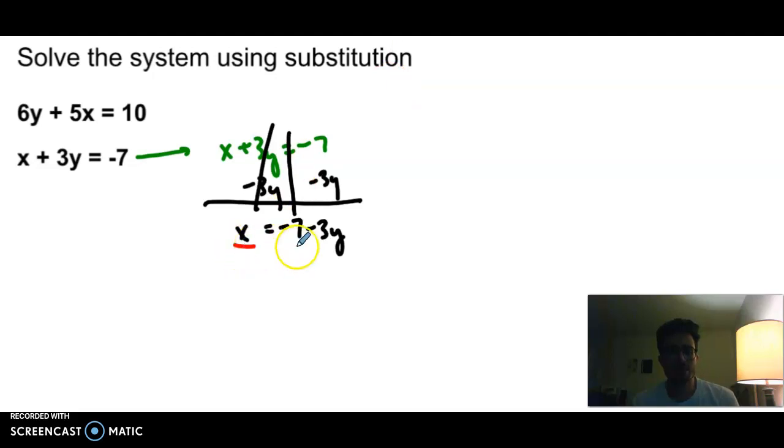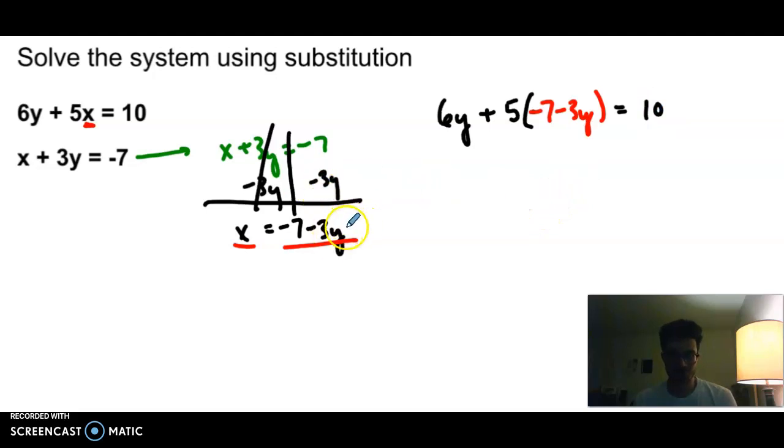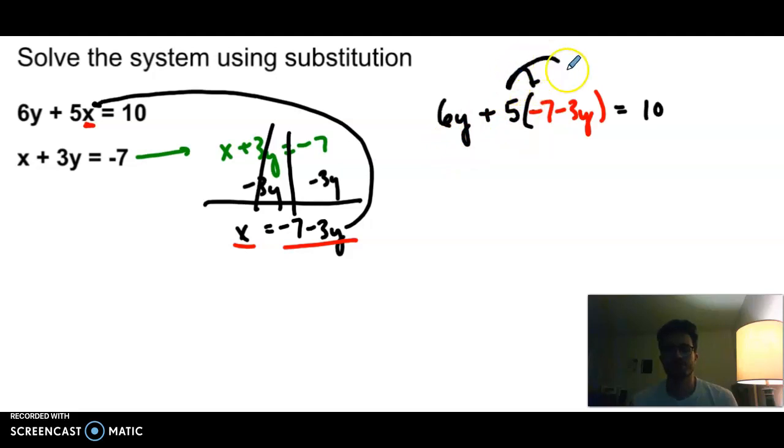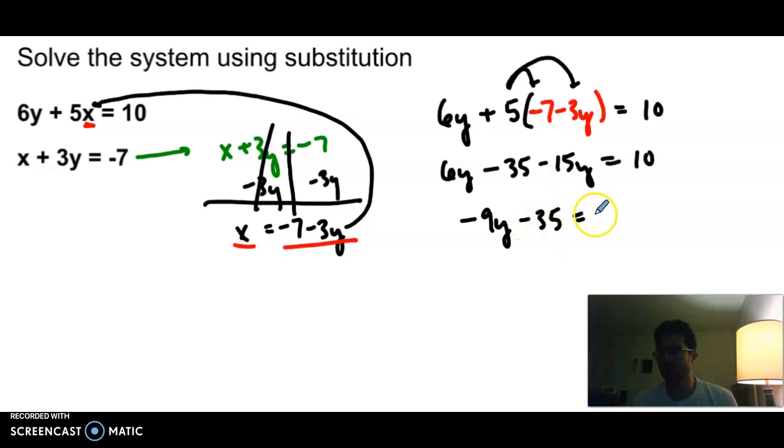So now I know that x is equal to this, so wherever I see x, I'll plug that in. I get 6y plus 5 times negative 7 minus 3y is equal to 10, because I put this in right there. So now if we distribute, we get 6y minus 35 minus 15y is equal to 10. 6y minus 15y is going to give us negative 9y minus 35, which is equal to 10.